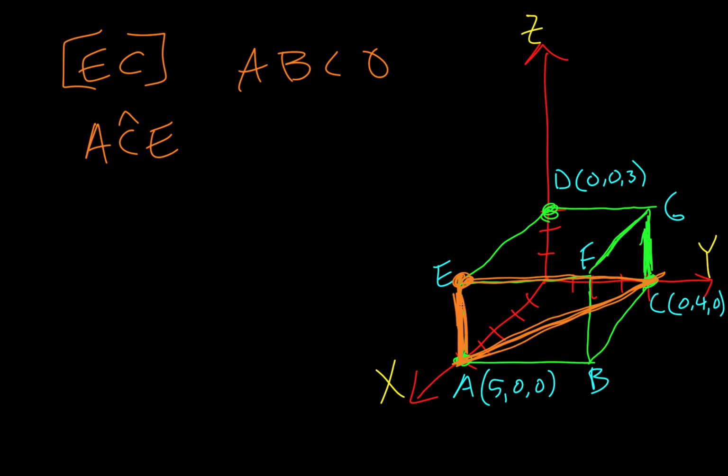A couple of things that we can look at. We can see that the height of this rectangular prism is 3. We know that because right here is 3, which means this is also 3. And so we know that EA is 3 units. Okay. And then if we want to find AC, we can use the coordinates.